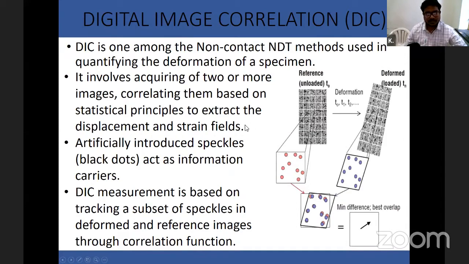Digital image correlation is one of the non-contact methods, which is used for quantifying the deformation of any specimen. So, by UAV, to measure the deformation, DIC requires a preloading image and a post-loading image. It requires acquiring two or more images, correlating them based on statistical principles to extract the displacement and strain fields. So, it artificially induces speckles. Speckles are the black dots which you can see in the image, and they act as the information carrier. DIC measurement is based on tracking the cluster of speckles in the deformed and reference image through correlation functions.